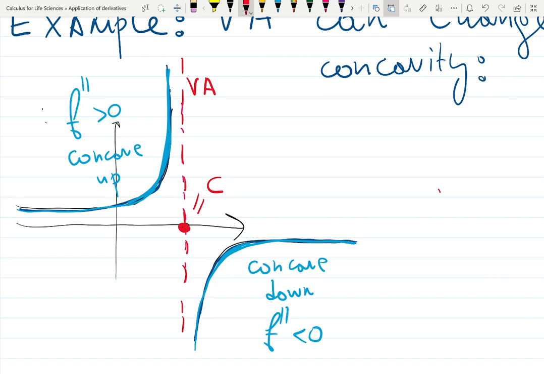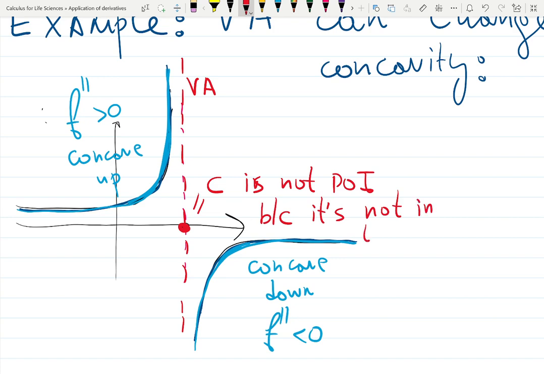So this point C is not a point of inflection. You cannot call it POI. Why? Because it's a vertical asymptote, because it is not in the domain. So, vertical asymptote, not POI. Vertical asymptotes can change the concavity. In general, vertical asymptotes can change the behavior: increasing, decreasing, concave up, concave down. But they're not in any domain, so you have to check that. Very interesting. Any questions, concerns, ideas?